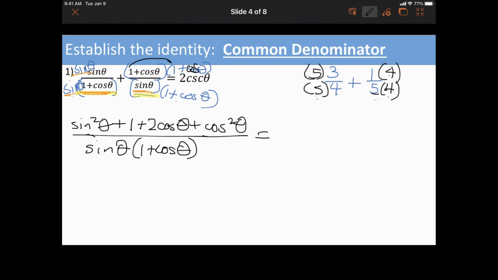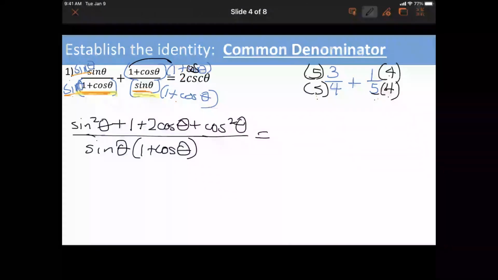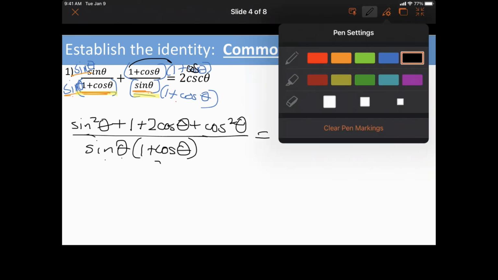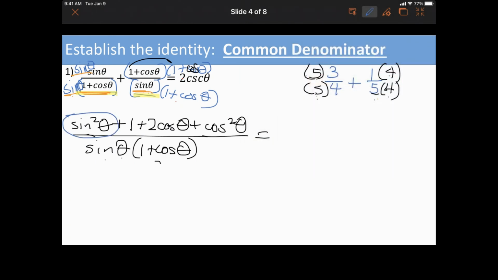And we're trying to get to 2 cosecant. So if we're looking at this, you have to kind of see it. What do we know? Now, I didn't distribute the denominator. I'm just going to leave it like that. Hopefully something will simplify out. So we're going to keep it factored. So I can see this is sine squared theta, and this is plus cosine squared theta. Using your Pythagorean identity, this equals 1.